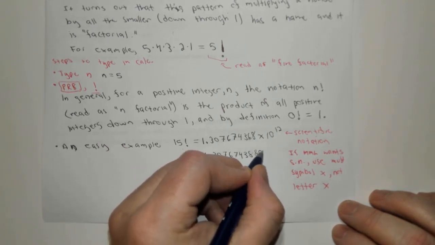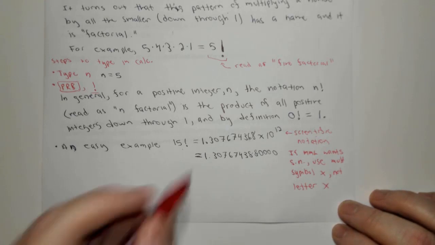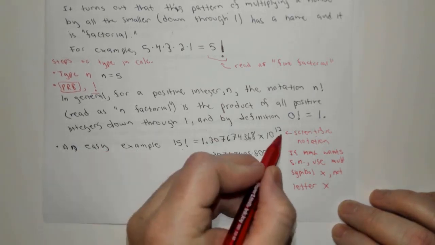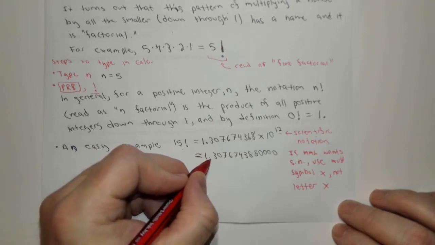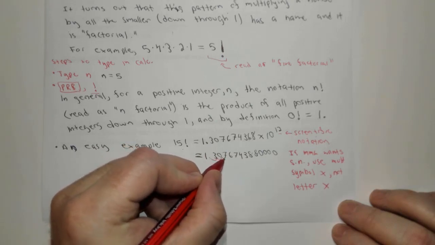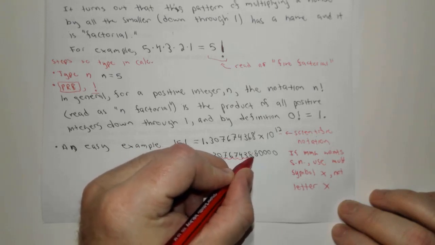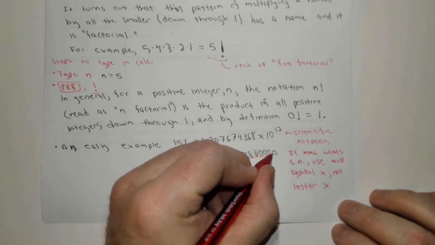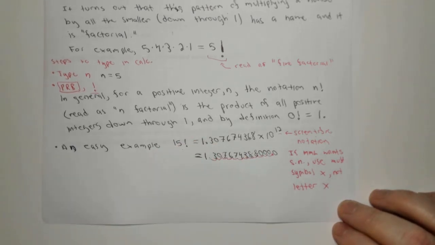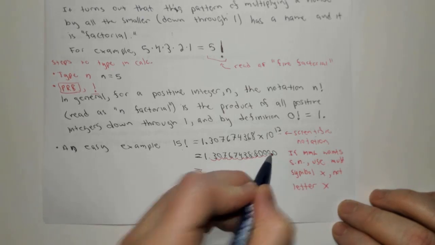307,674,368. I'm going to add some zeros here. You can add as many as you want. If you don't add enough, you can add more. If we have 10 to the 12th, that means we're going to move our decimal 12 units to the right. 1, 2, 3, 4, 5, 6, 7, 8, 9, 10, 11, 12. I have just enough. I don't need that last 0, but that's where my new decimal is, right there.